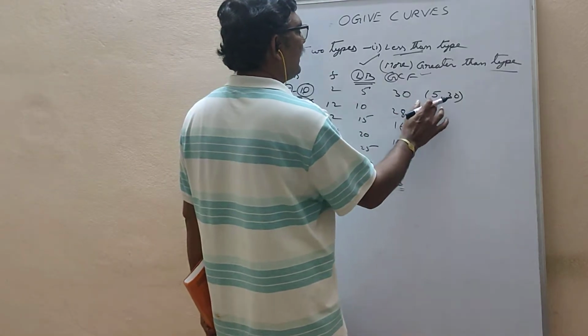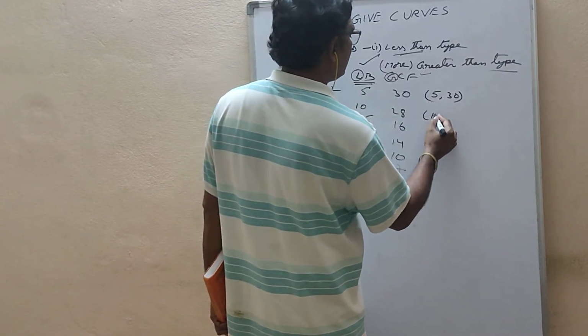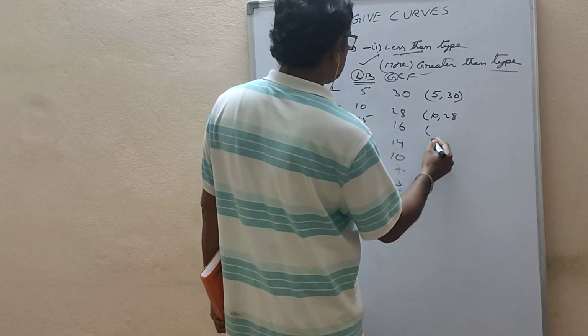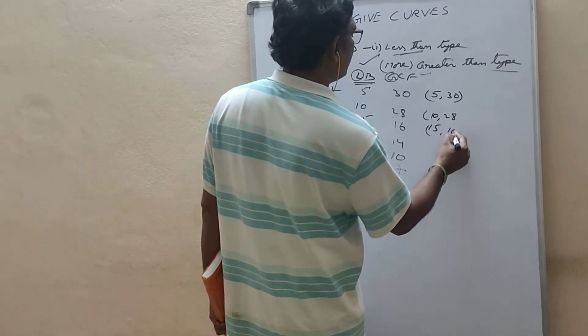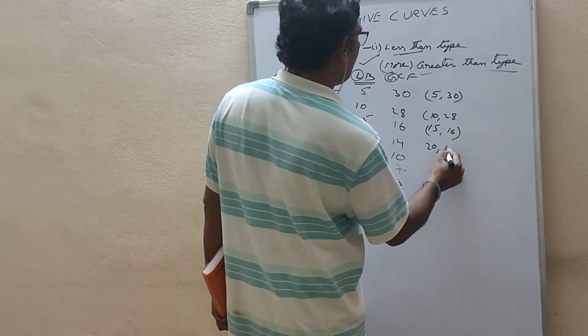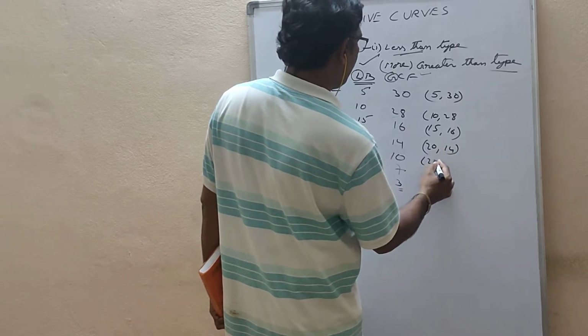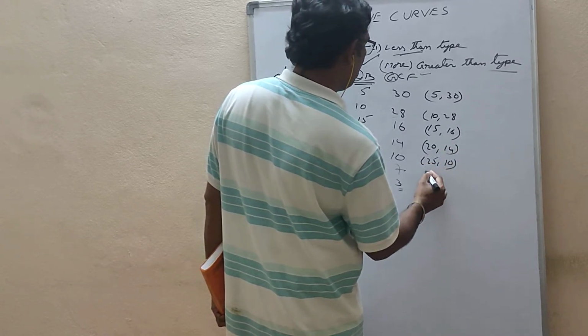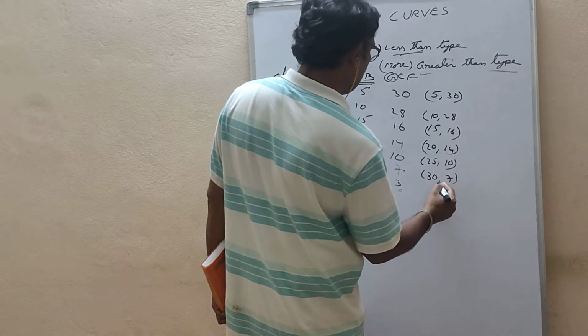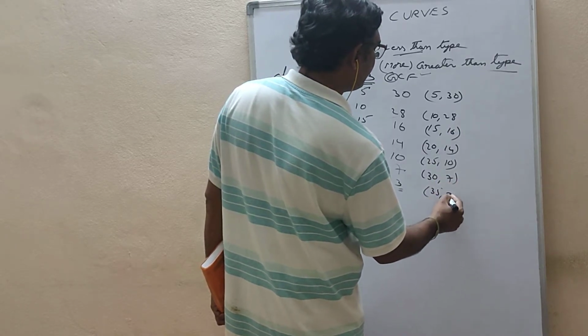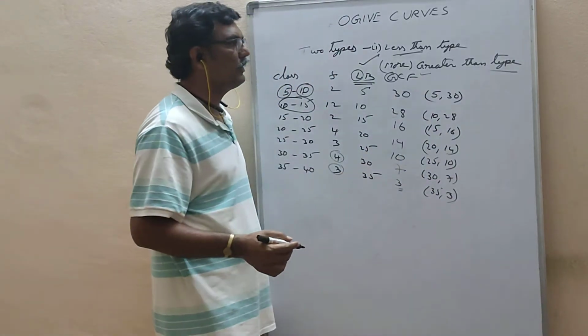Always frequencies should be represented on the y-axis. So 5, 30 I wrote here. Next ordered pair is 10, 28. Next ordered pair is 15, 16. Next ordered pair 20, 14. Next ordered pair 25, 10. Next ordered pair 30, 7. Next ordered pair 35, 3. So these are the ordered pairs we got.